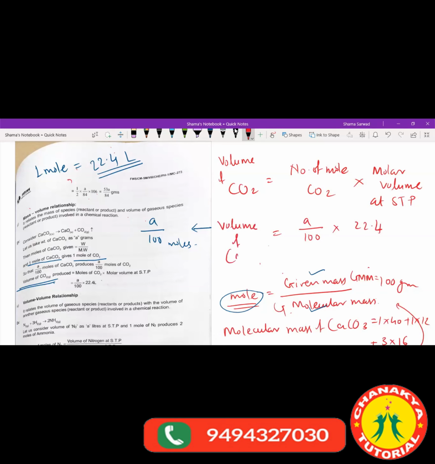Means if you know the number of moles of reactant, you are able to calculate the volume of product. This is a relation between mole and volume in a stoichiometric way. Clear? Yes. Any query about it? Do you have any query? Anything you have not understood? If so, please let me know. Shall I raise it? Yes. So write down the next relation, volume relation.